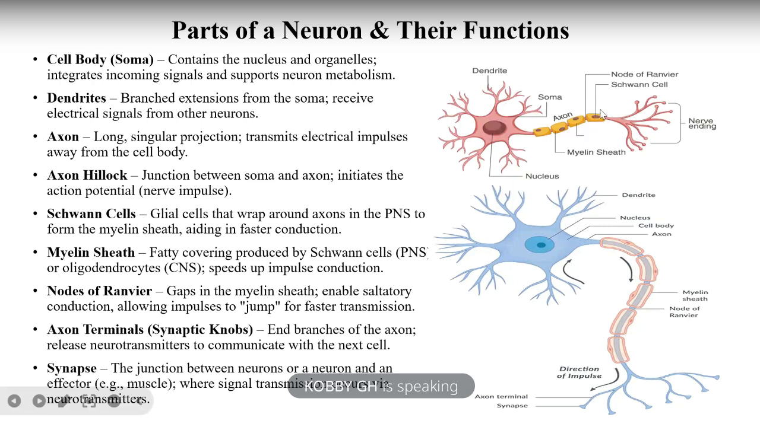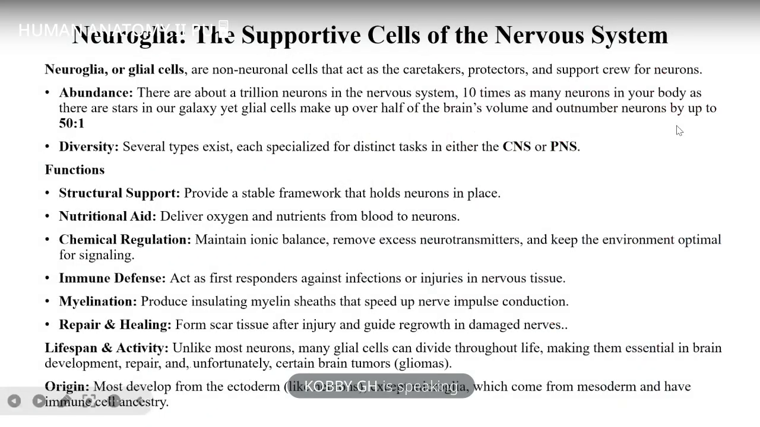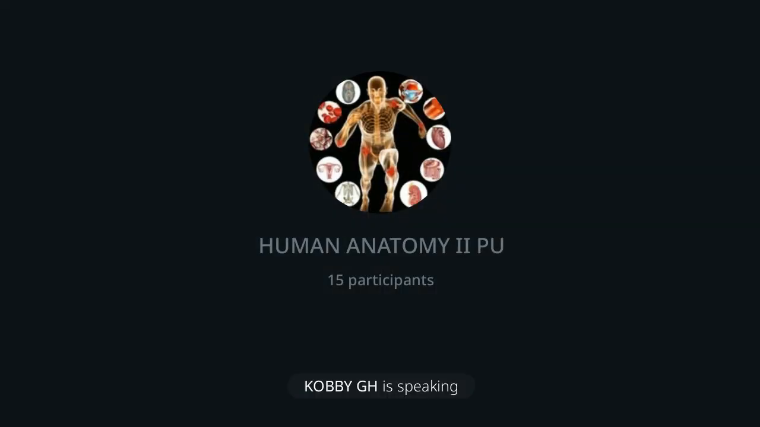And within the myelin sheath, we have a Schwann cell. Okay, and then at the very end of the axon, we have the axon terminals, or nerve endings, or synaptic knobs. Is that okay? Great. So basically, these are the typical structures of a typical neuron.